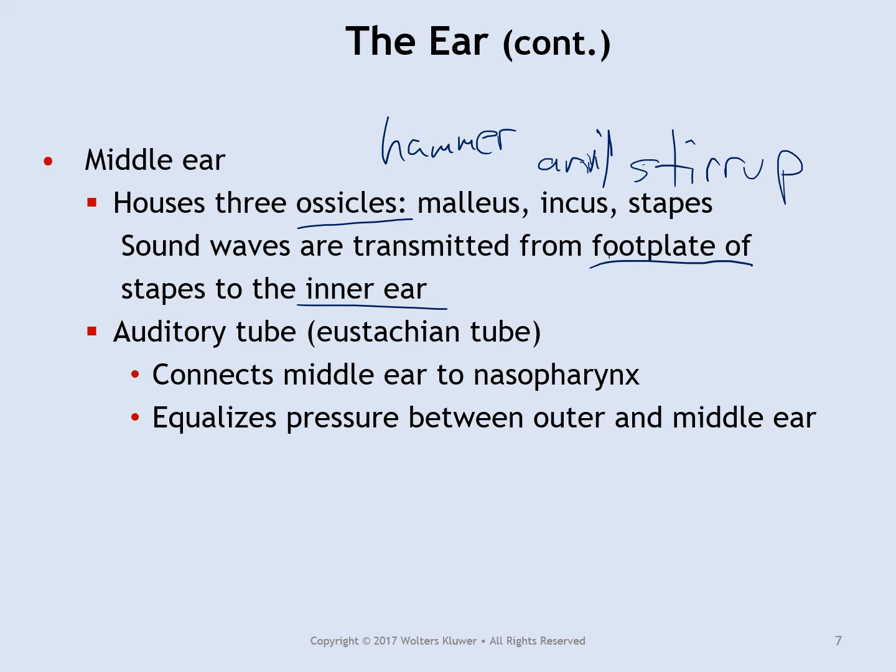The other thing that we find in the middle ear is this auditory tube or eustachian tube. And this connects the middle ear to the nasopharynx. It comes out kind of below your nose into your throat. The auditory tube has a few purposes. Its main purpose is to make sure that the pressure in the middle ear and the pressure in the environment are the same.